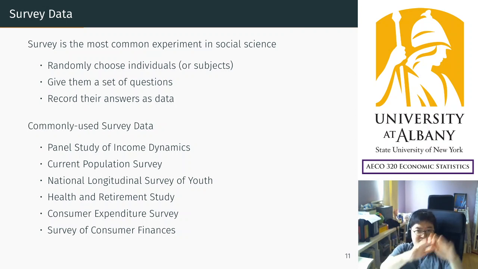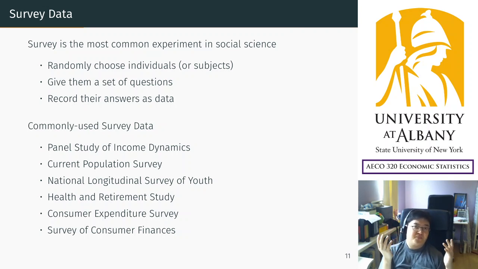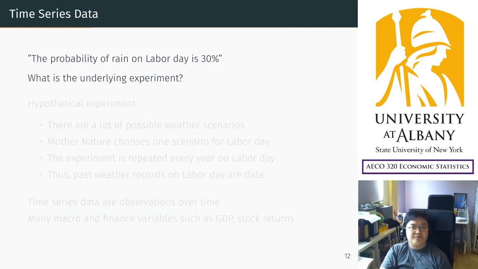That's the structure. When you read survey data, you have to understand what is the underlying experiment and what is the underlying randomness. I just explained how you understand that randomness.